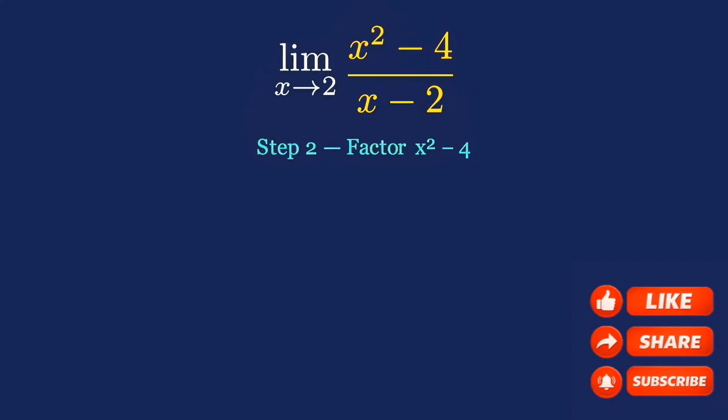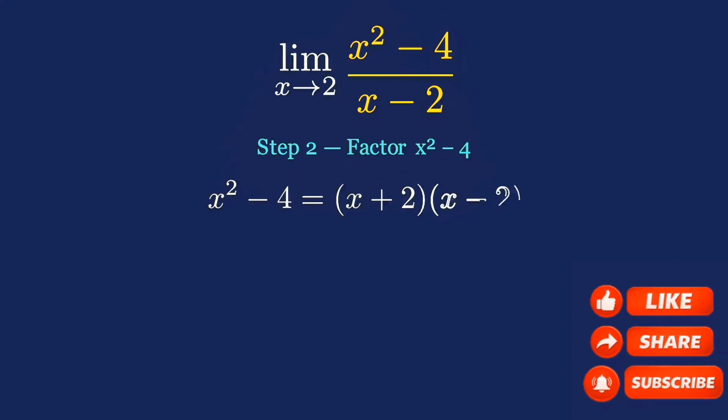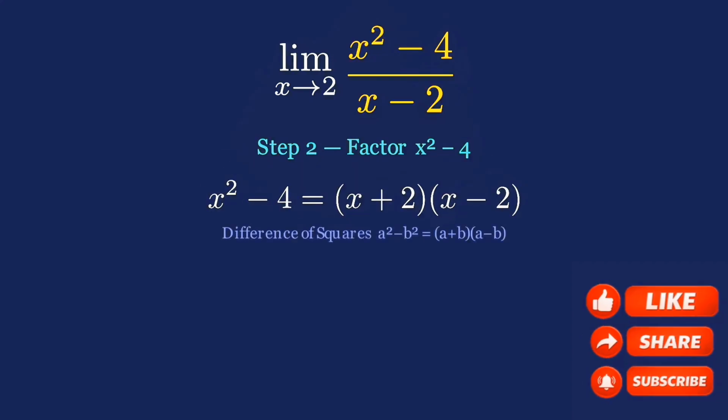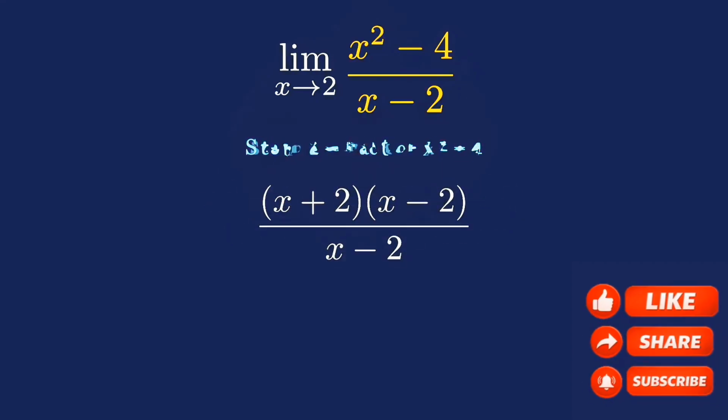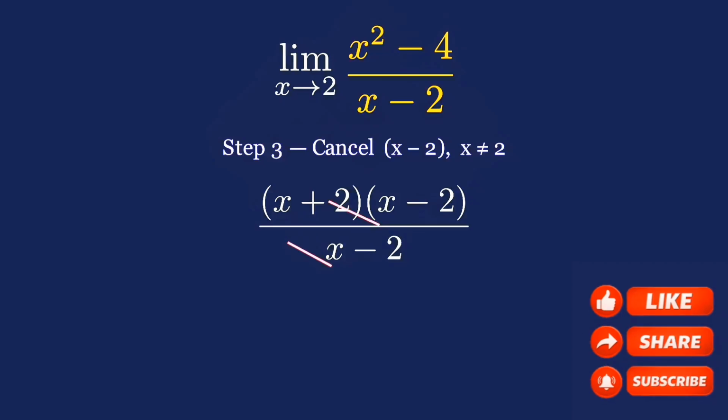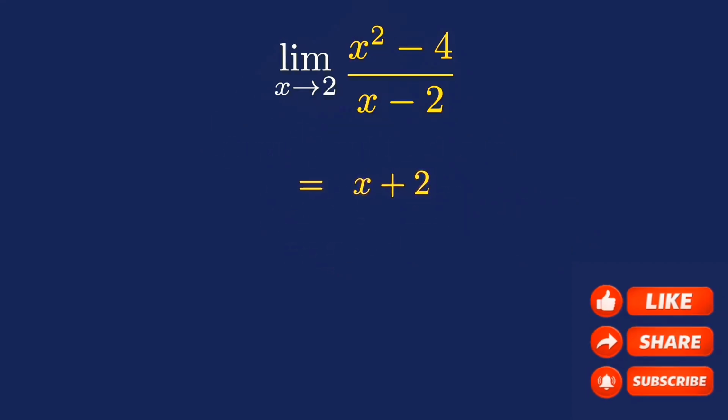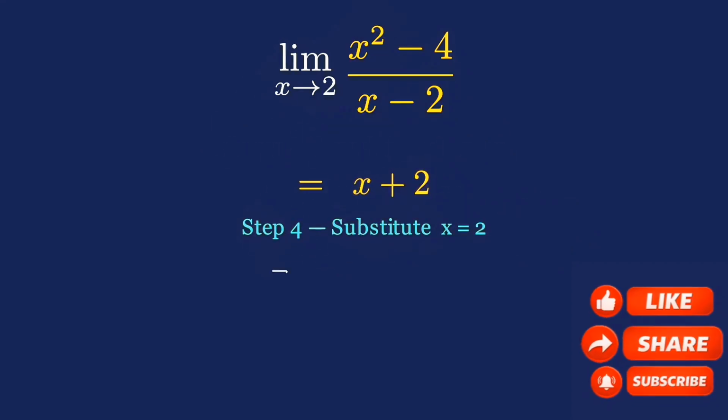Step 2, factor the numerator. x² − 4 is a difference of squares, so it factors into (x − 2)(x + 2). Now the expression becomes (x − 2)(x + 2)/(x − 2). Step 3, cancel the common factor. The x − 2 terms cancel out, leaving x + 2.